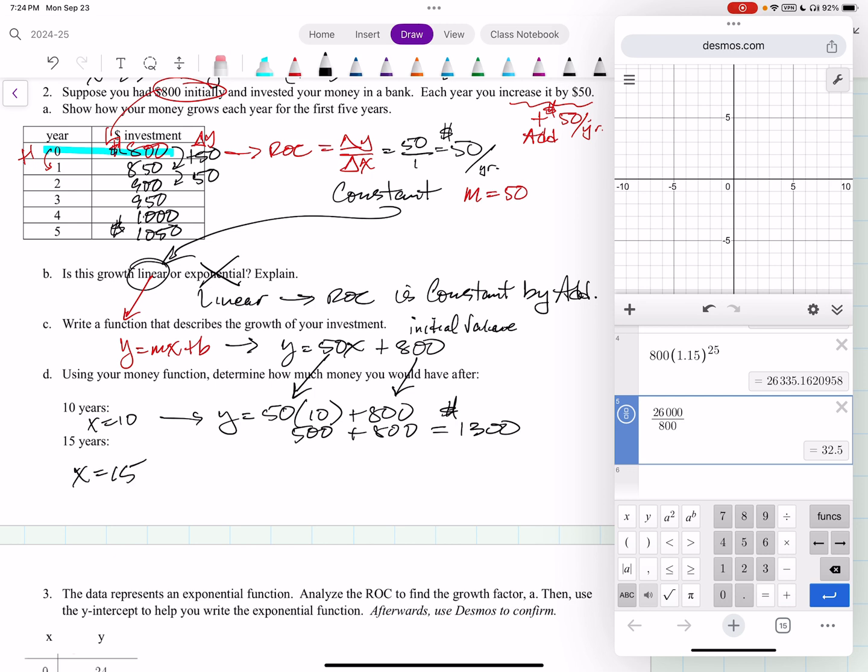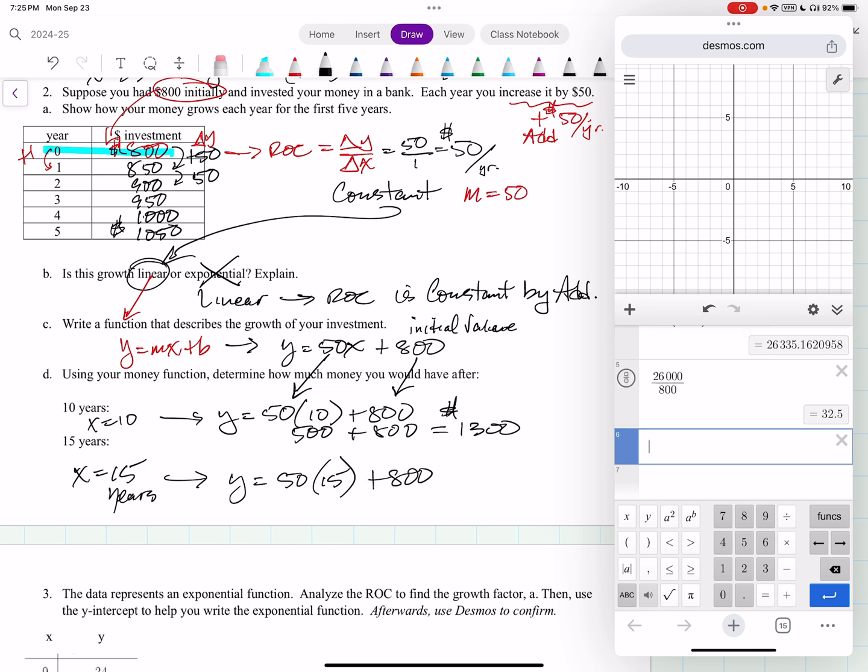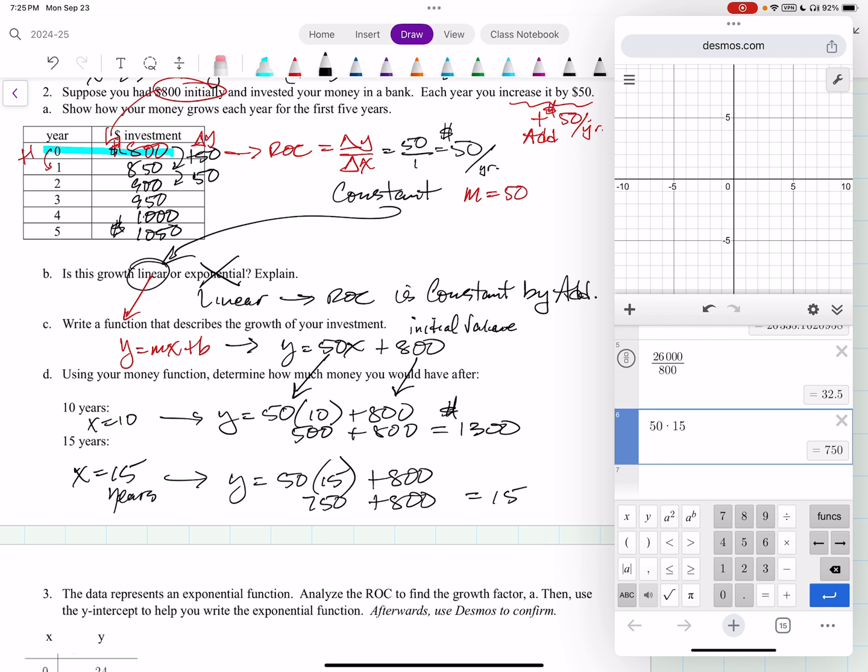After 15 years, and again, we're dealing with years here, what do you have? Well, you have 50 times the number of years plus 800 more. So let's figure it out. 50 times 15, that's 750. So 750 plus 800, that sounds like 1,550 to me. So let's just add 800 here. Notice that I'm using the calculator here, and I get $1,550.